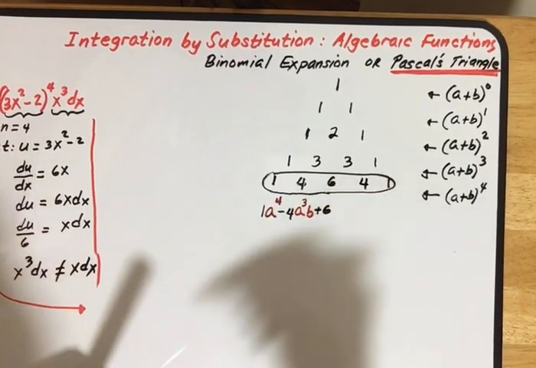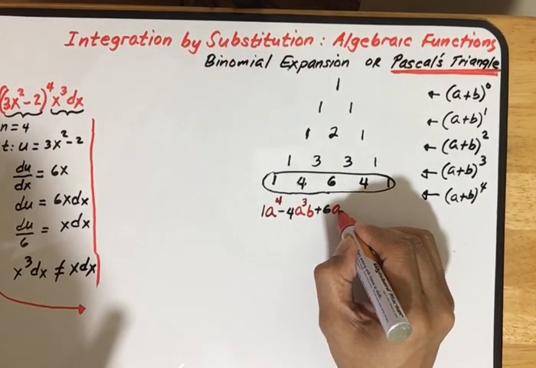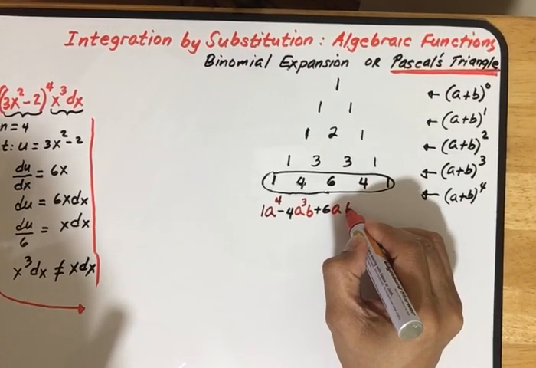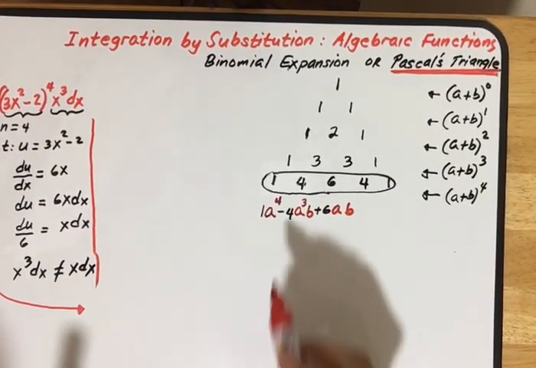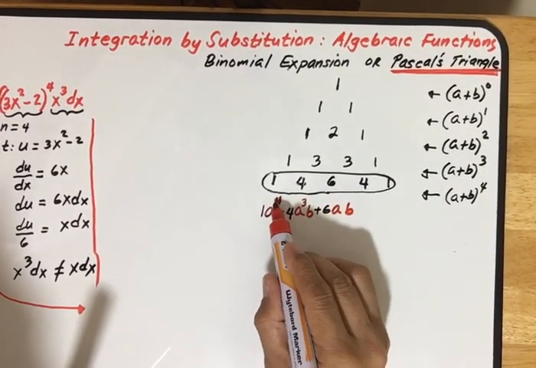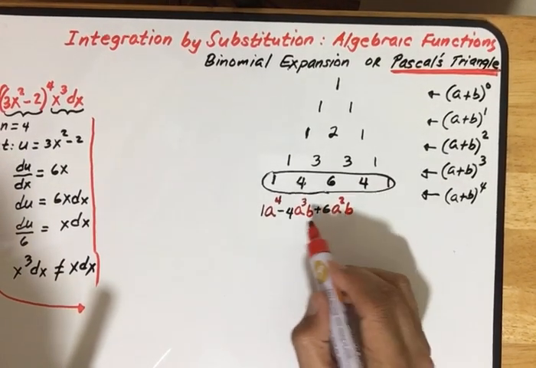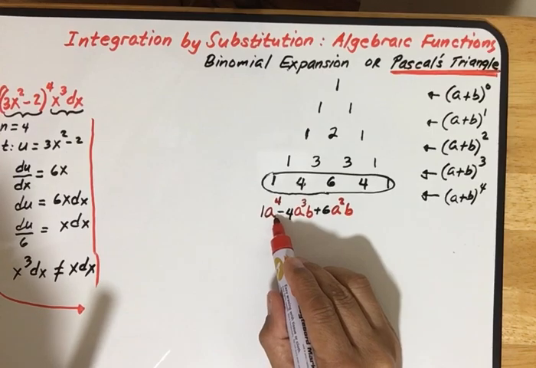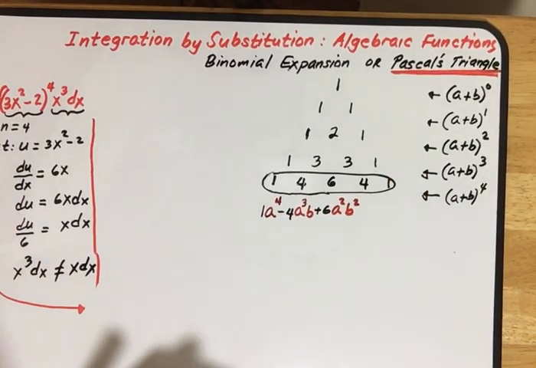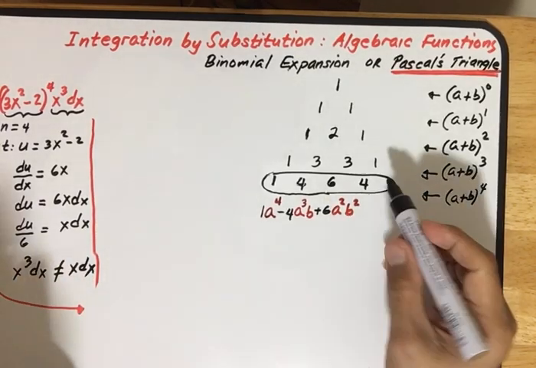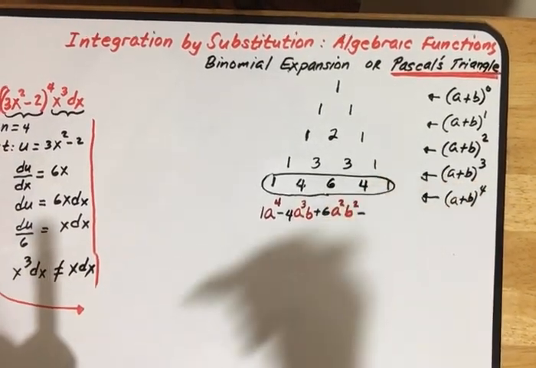Again, 6 is the coefficient of A and B. So our A here, then we have B. This time, class, as mentioned, the exponent of A will be decreasing. So we have 4, 3, and this becomes 2. Then for B, we have originally 0, then 1, then 2. So this will be 2. Then the next sign will be minus.